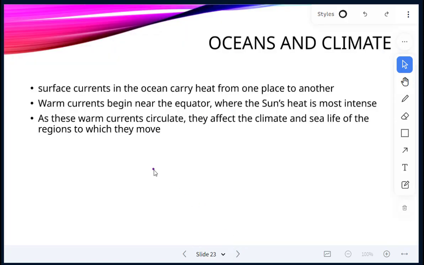Oceans and climate. Surface currents in the ocean carry heat from one place to another. Warm currents begin near the equator, where the sun's heat is most intense. And then as these warm currents circulate, they affect the climate as well as the sea life of the regions to which they move.